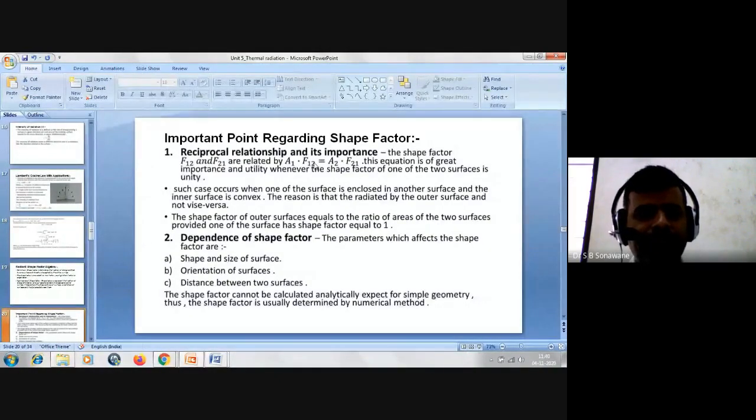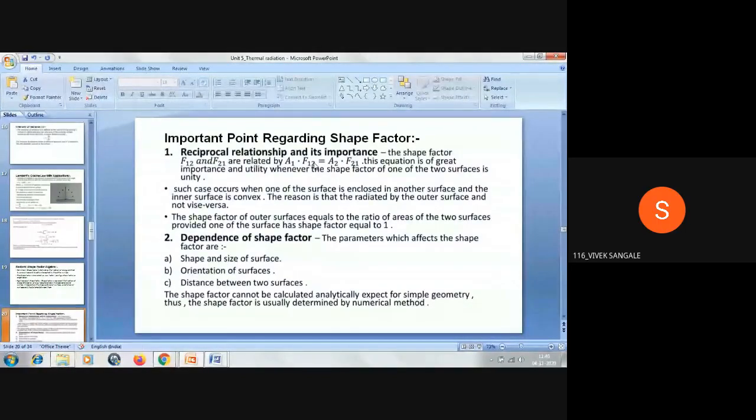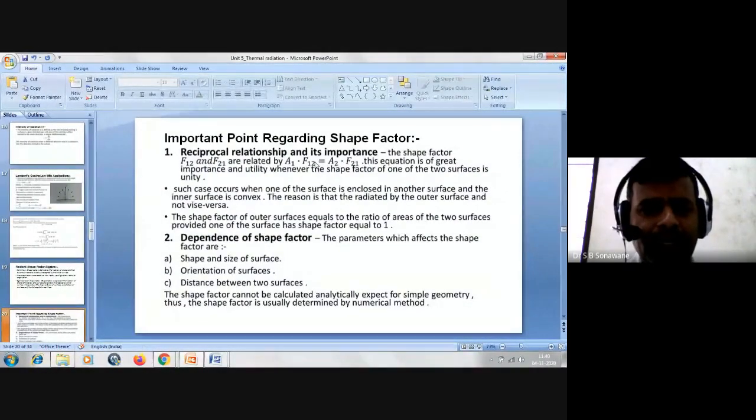Yes. Reciprocity theorem. Any difficulty? Yes, sir. Any difficulty? No, sir.